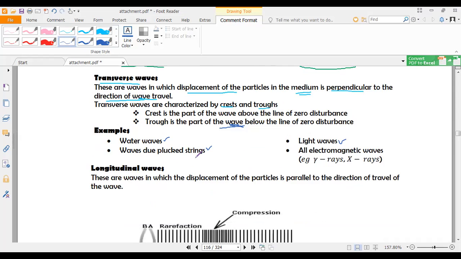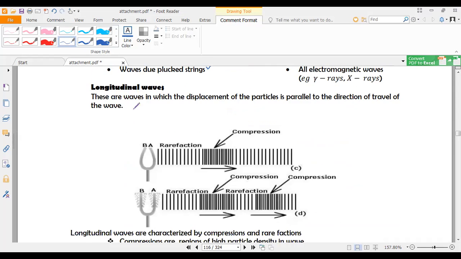So if you look at longitudinal waves, they are waves in which the displacement of the particles is parallel to the direction of travel of the wave. So meaning that the wave will be displaced in the same direction in which the wave is traveling. So for example, if you look at this diagram, waves which show this kind of motion are what you call longitudinal waves.